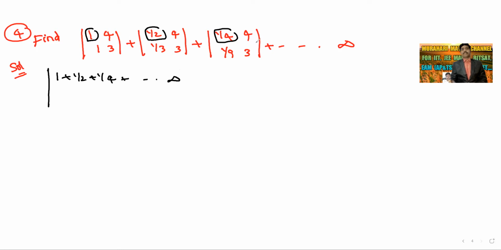What is the second element? 4, right, as it is. So 1, 1 by 3, 1 by 9. 1 plus 1 by 3 plus 1 by 9 plus and so on to infinity. Next element, right, as it is, 3.